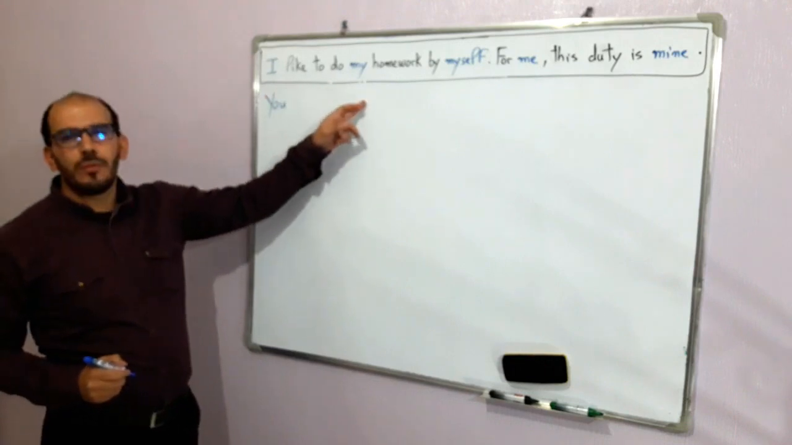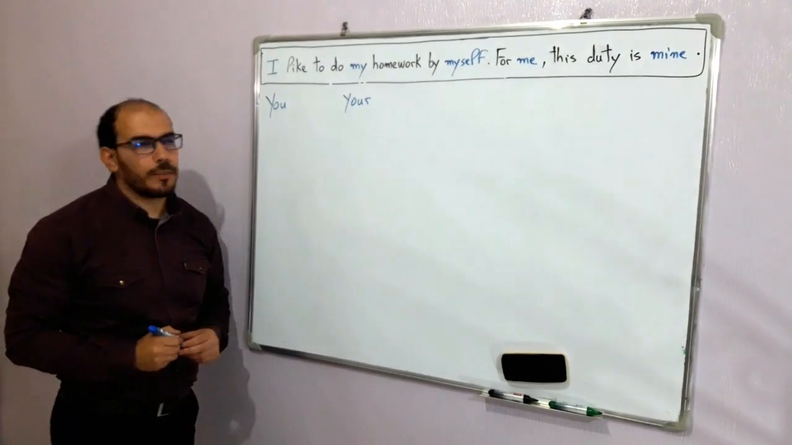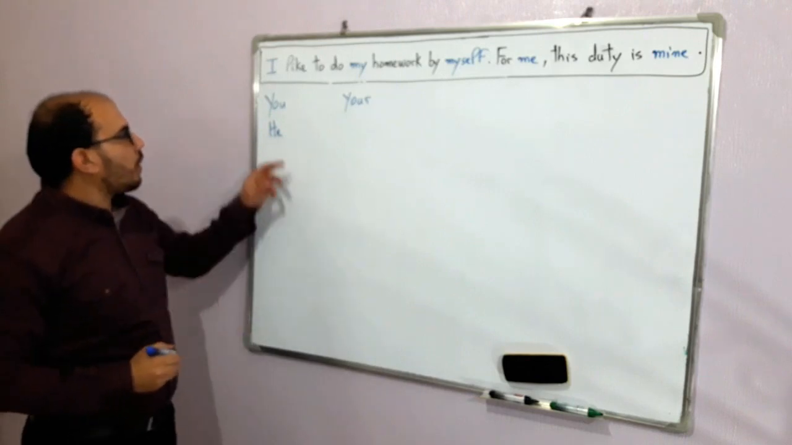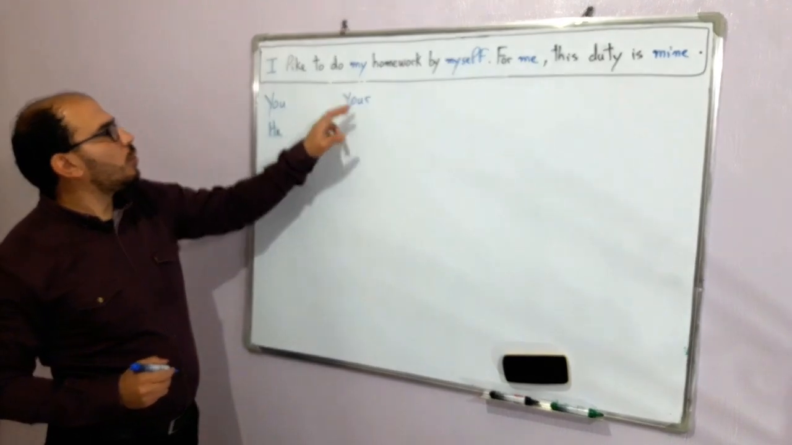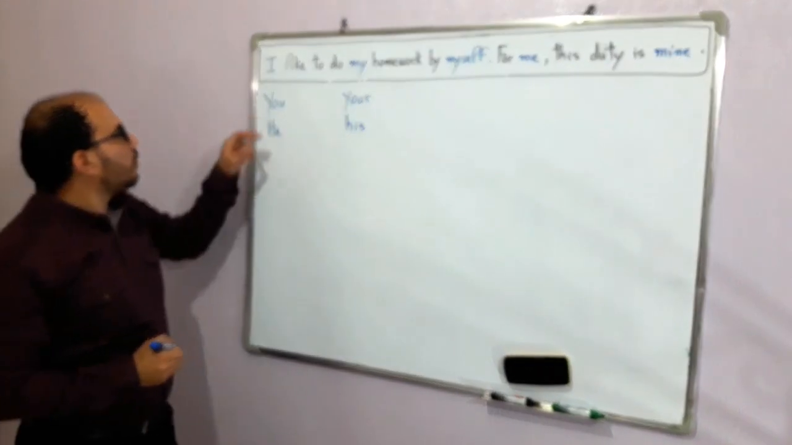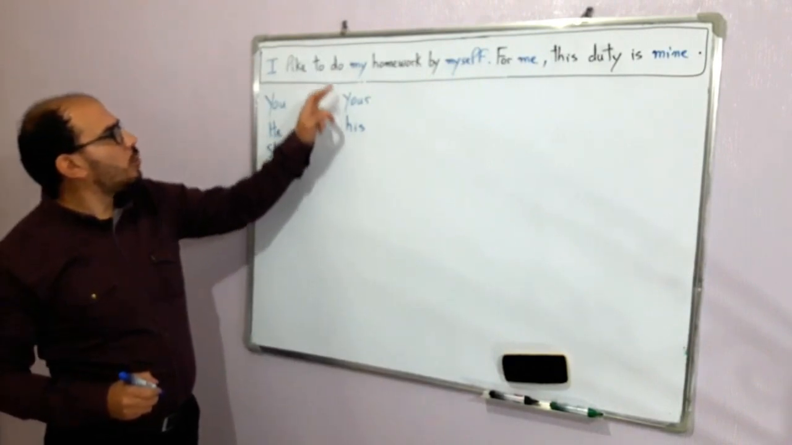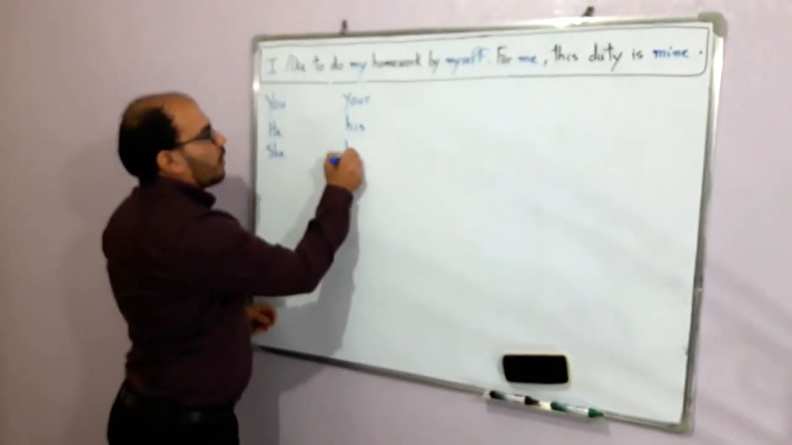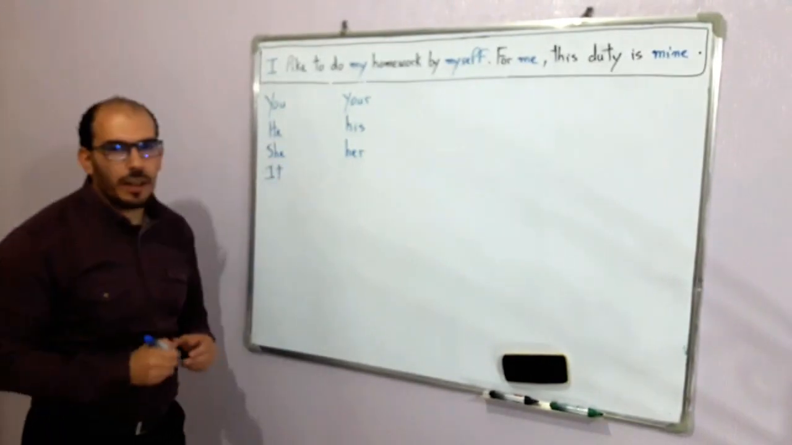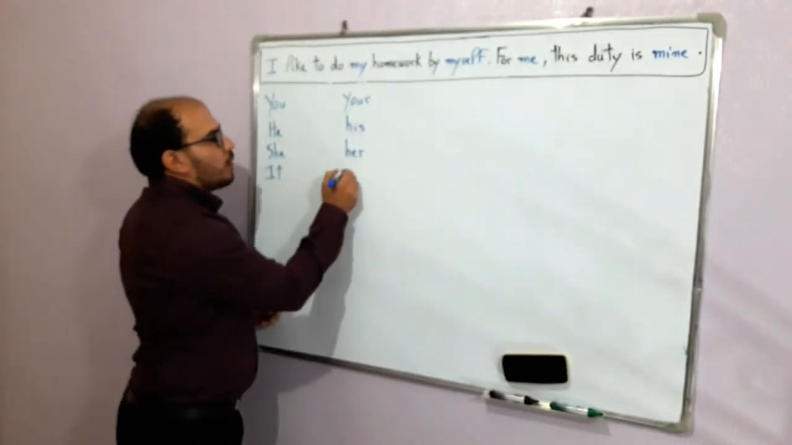You like to do your homework. Okay? When I have he, so I say he likes to do his homework. When I have she, so she likes to do her homework. When I have it, so it likes to do its homework.